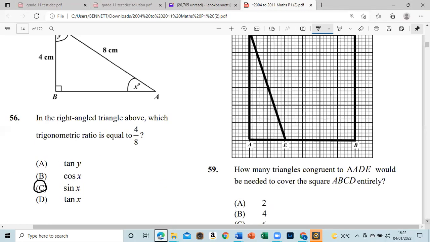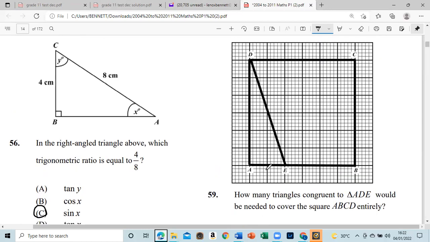So, how many triangles congruent to AD would be needed to cover ABCD? Wow. All right. Congruent means equal. So that would be 1, 2. Let me try to draw. 1, 2.